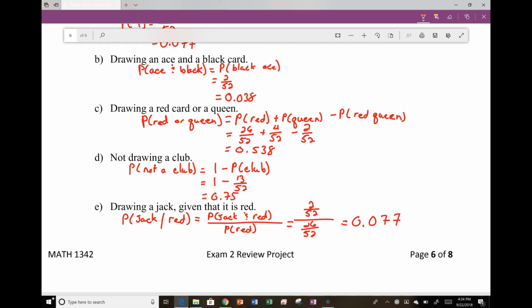Now if you look at just a red jack, that's going to be 2 out of 52, which is our numerator. But because we know that the card we drew is a red card, that reduces our denominator, meaning I only have 26 cards to select from, so 26 out of 52. So I want you to try some of these probabilities, and then let me know if you have questions.